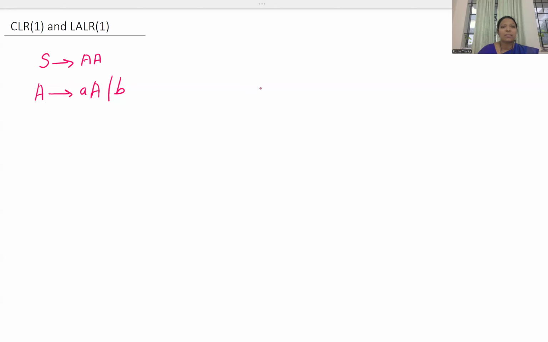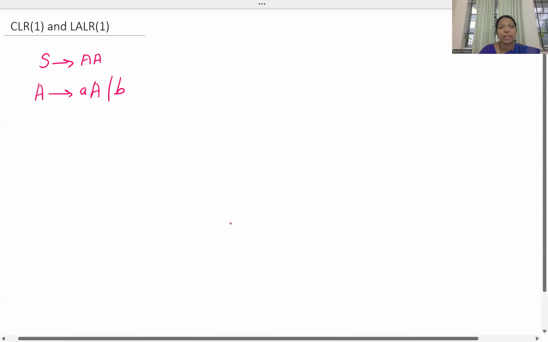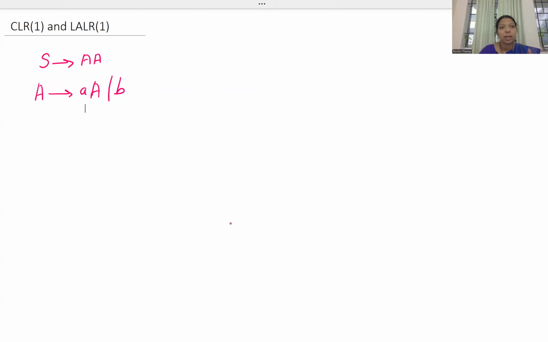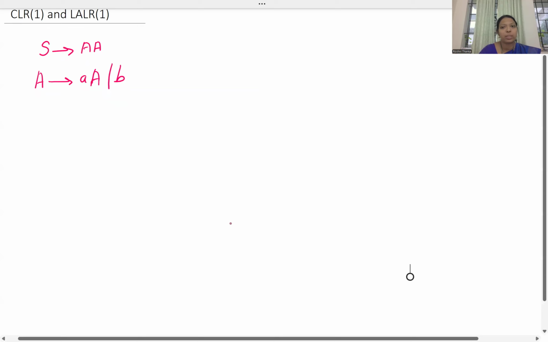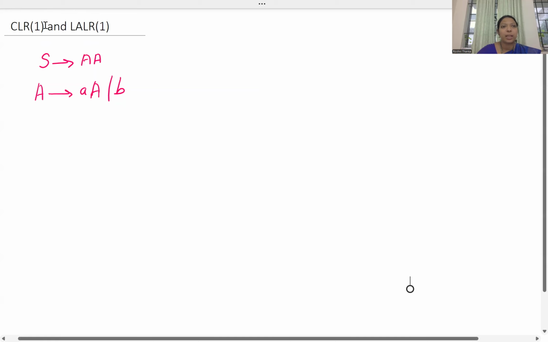Hello dear students, in this video we are going to discuss the next bottom-up parsers, that is CLR(1) and LALR. In the previous videos we have discussed other bottom-up parsers like LR(0) and SLR(1). The other two algorithms we are going to discuss here are CLR and LALR. What does CLR mean? It is canonical LR of one lookahead, and LALR means lookahead LR(1), and the most powerful bottom-up parser is CLR(1).